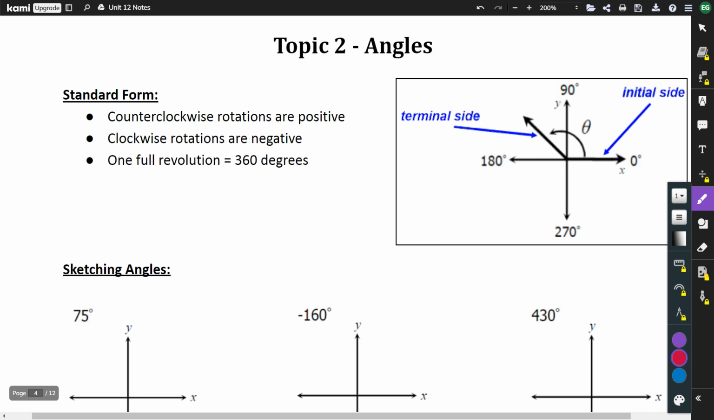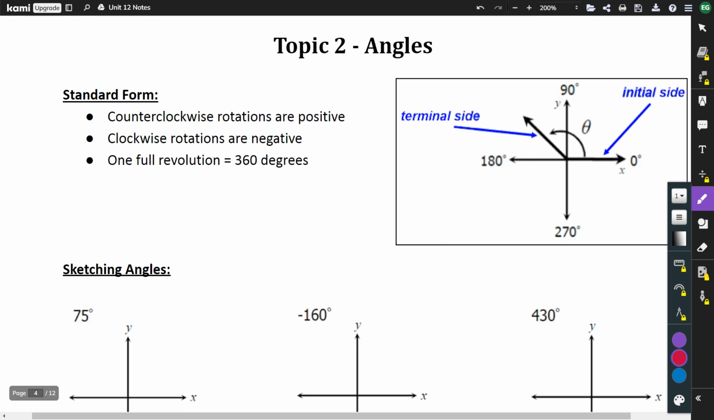All right, in our second video today, we're going to be talking about angles. When we're graphing these angles, this isn't something you've probably done before. We're graphing these in what we call standard form, and this is going to get us ready for some things that we have later on in this unit.